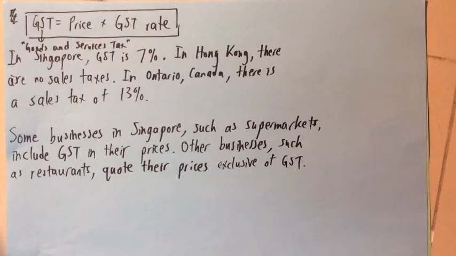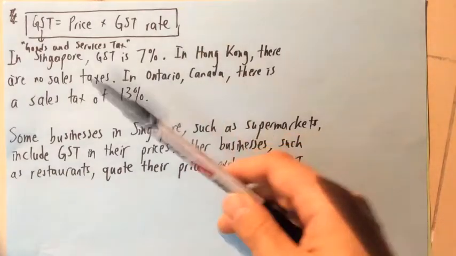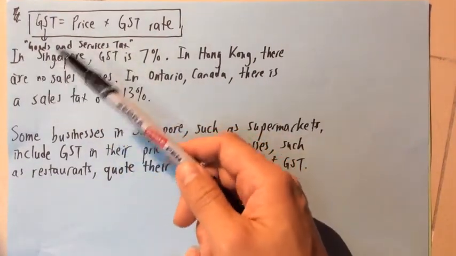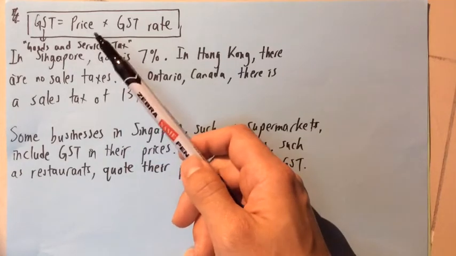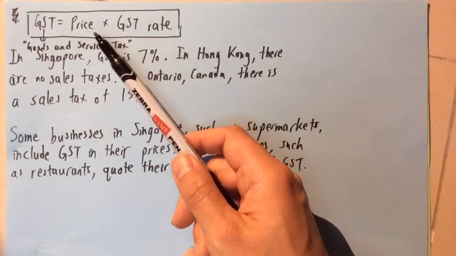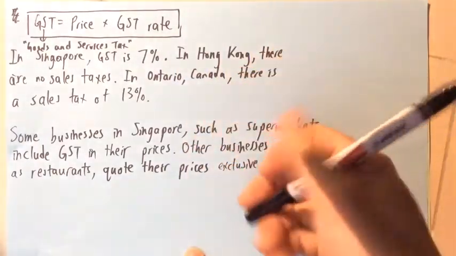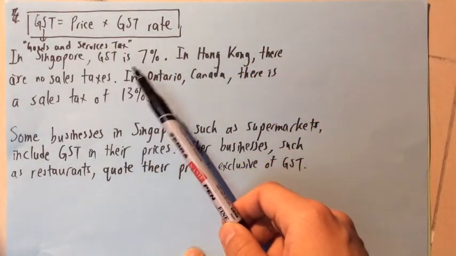For our final example, we're going to look at GST. GST is something that you don't see in Hong Kong, but you see in countries like Singapore. And in Canada, we have the same thing, but it goes by a different name. Now, GST stands for Goods and Services Tax. So the GST is calculated by finding the price of a good and multiplying by the GST rate. The rate is a percentage. In Singapore, GST is 7%.